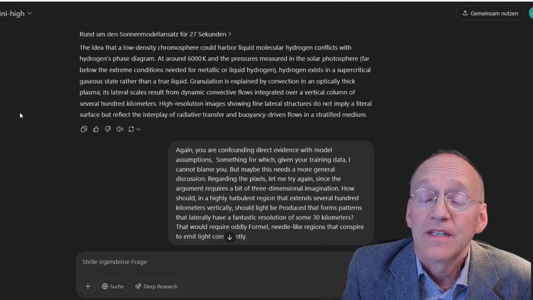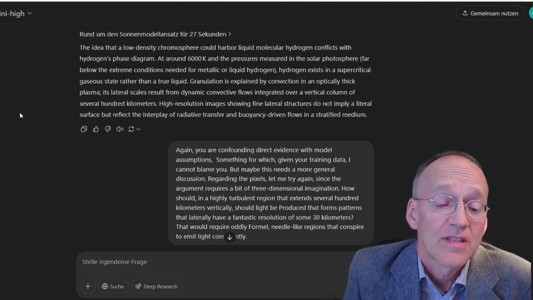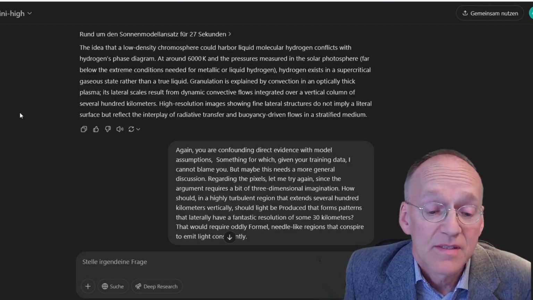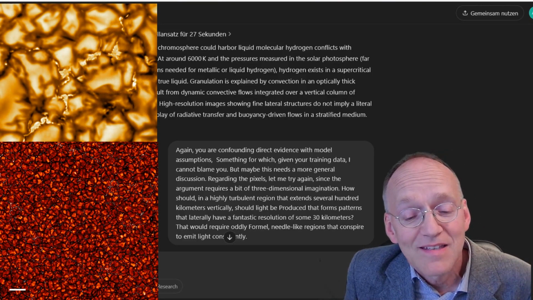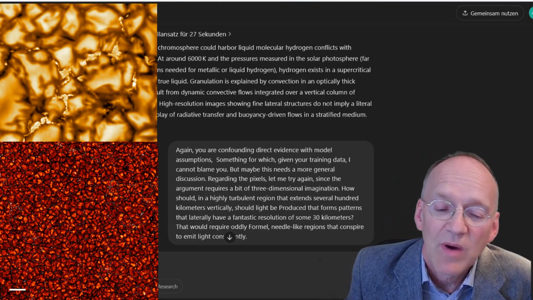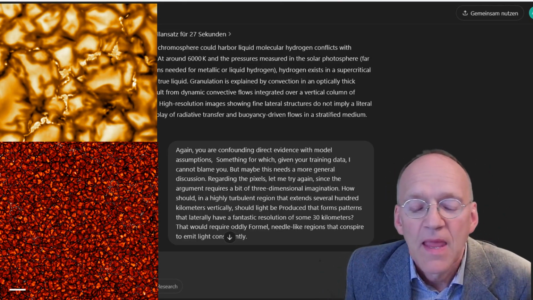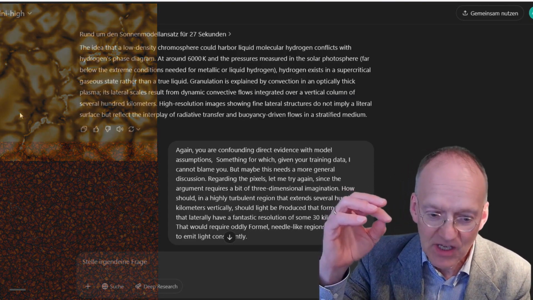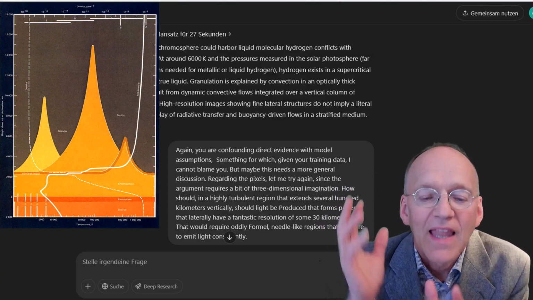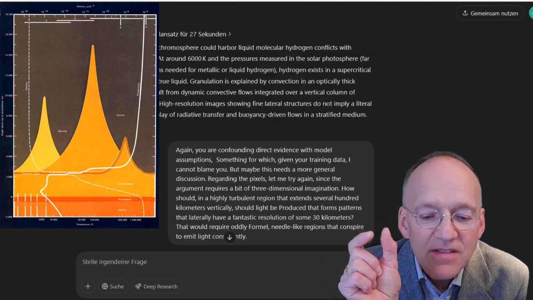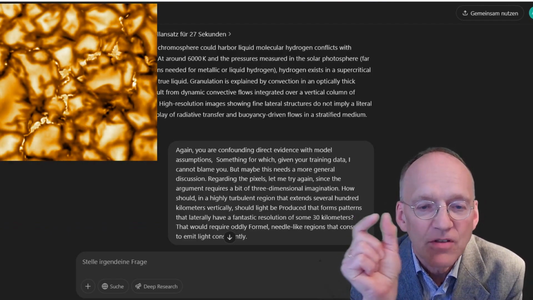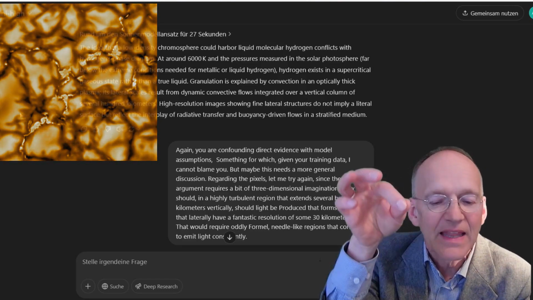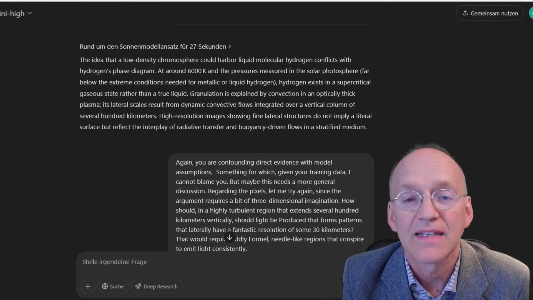Again, you're confounding direct evidence with model assumptions, something for which, given your training data, I cannot even blame you. But maybe this needs a more general discussion. Regarding the pixels, let me try again, since the argument requires a bit of three-dimensional imagination. How should light be produced in a highly turbulent region that extends several hundred kilometers vertically, that forms patterns that laterally have a fantastic resolution of some 30 kilometers? That would require oddly formed needle-like regions that conspire to emit light consistently.